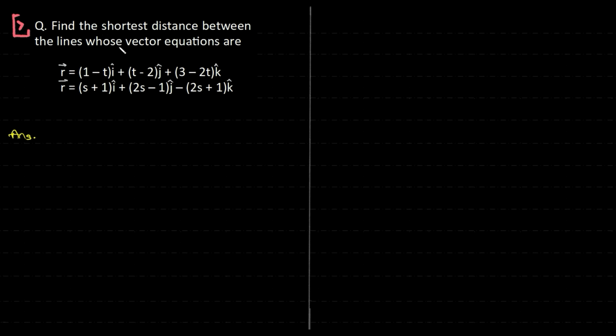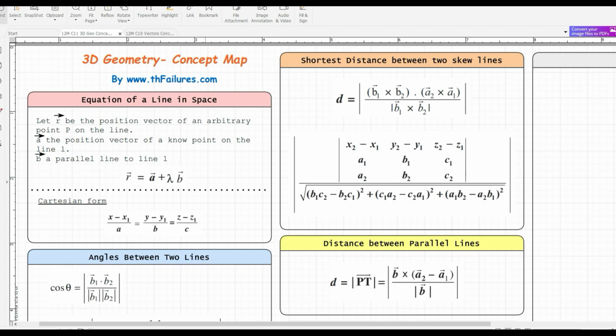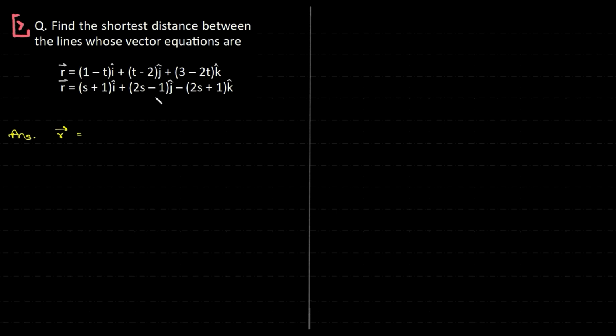Find the shortest distance between the lines whose vector equations are given. So we can see that this particular thing is not in its standard form. The standard form being this: the position vector plus a constant times the vector which is parallel to the required line.